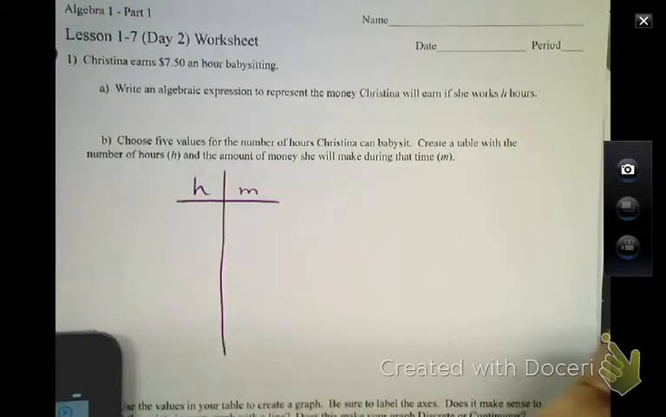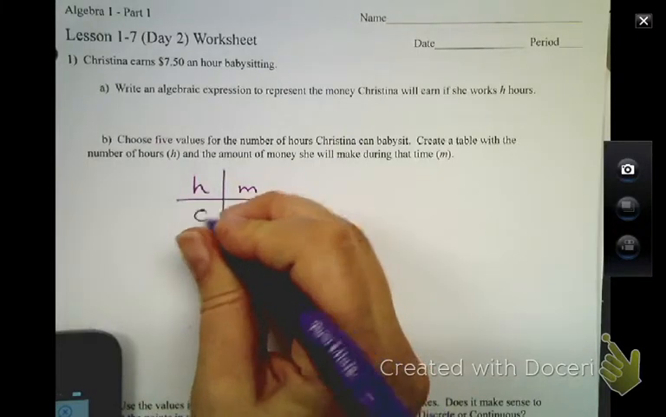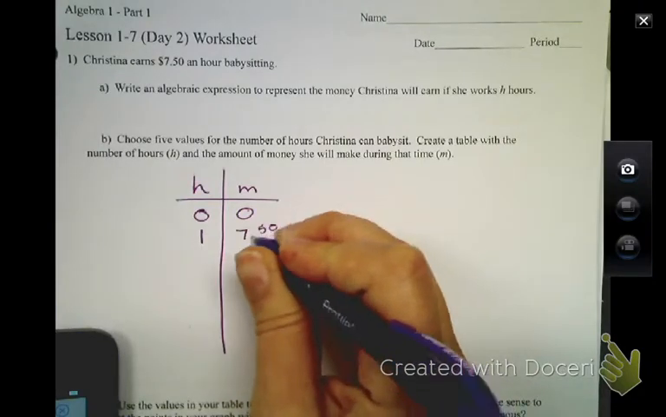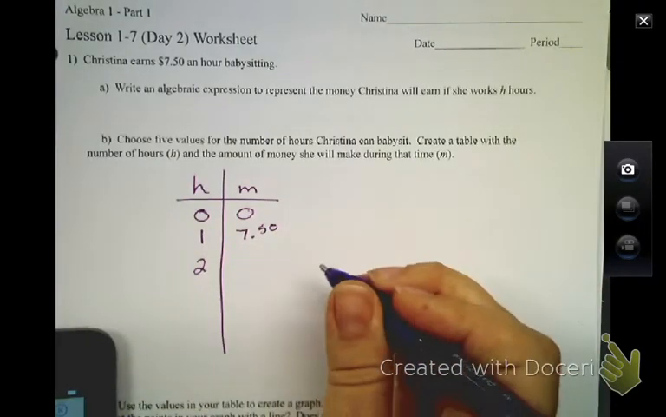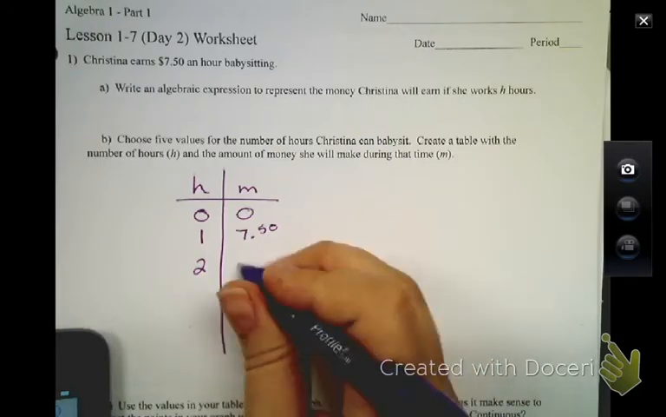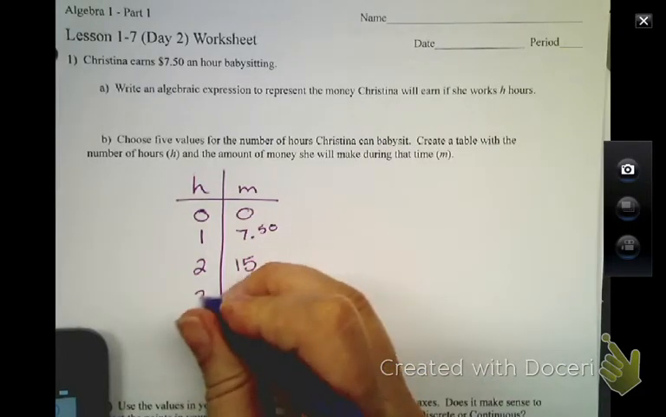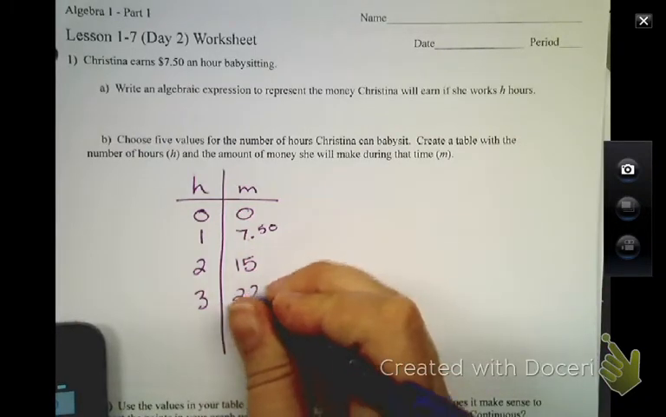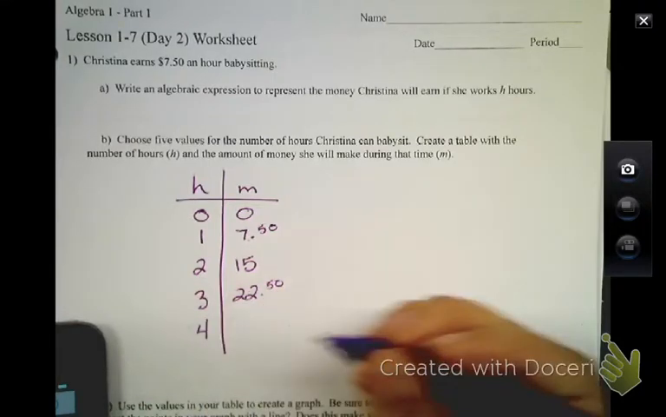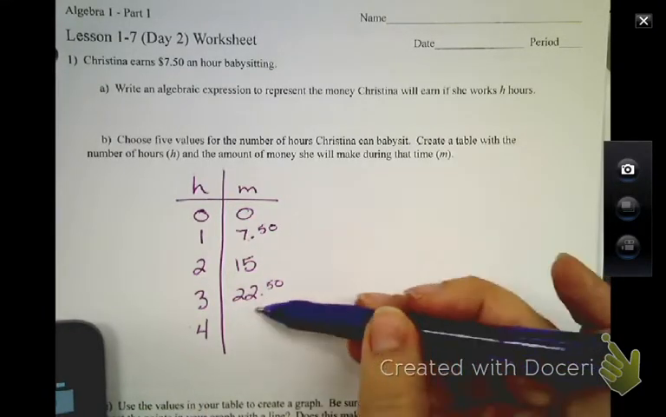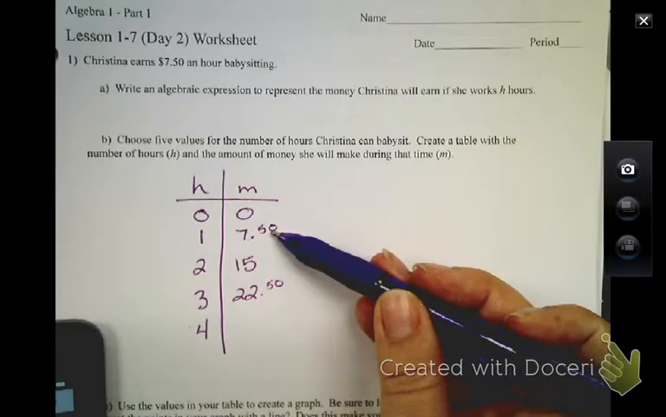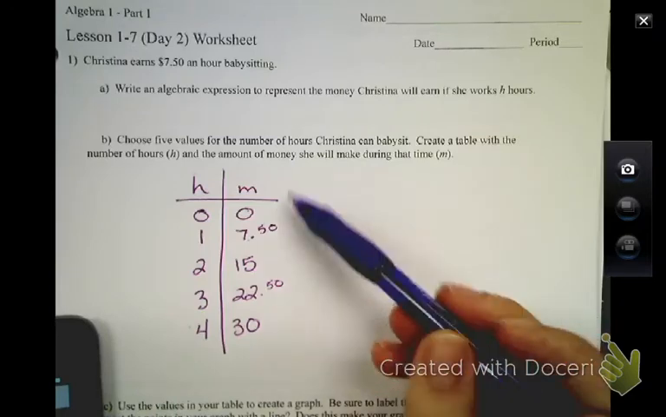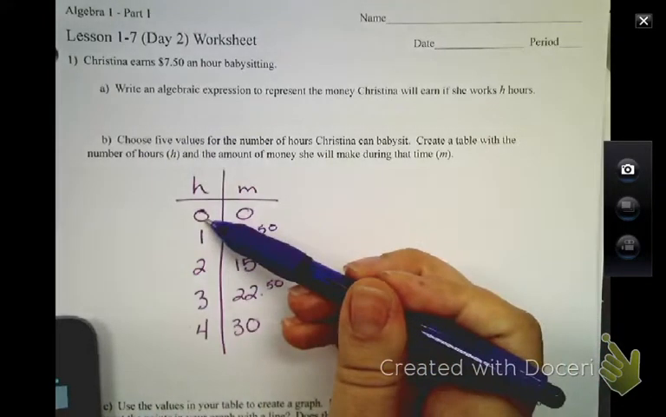money. If she works no hours, she gets no money. If she works 1 hour, she gets $7.50. If she works 2 hours, well, $7.50 and another $7.50, you're at $15. If she works 3 hours, well, $15 and $7.50, you're at $22.50. If she works 4 hours, well, $22.50 and another $7.50, $30. So it says choose 5 values. I think we have our 5 values.